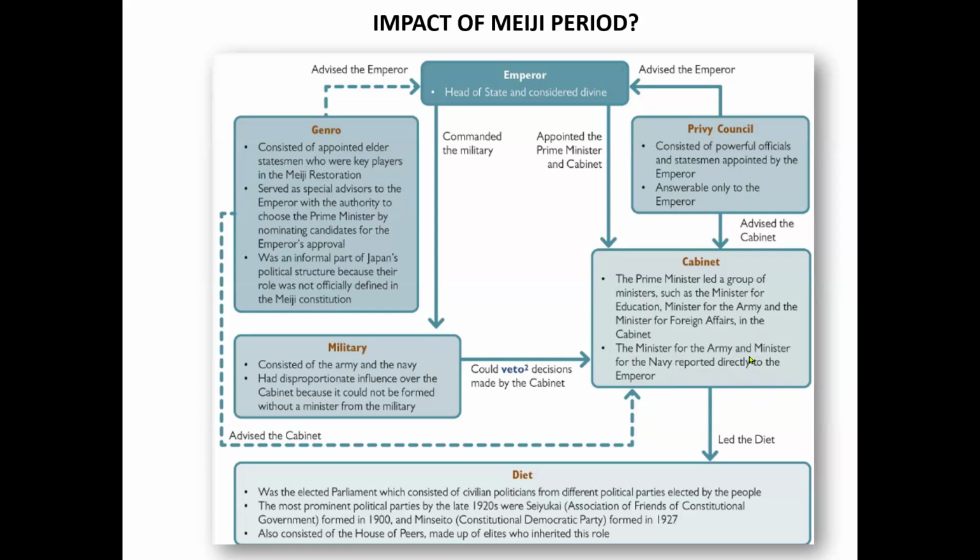Now, the cabinet is run by the prime minister and all these other ministers, who led the Diet, which was civilian politicians, and there were many, many different ones. Sometimes this could be a coalition because there are many different political parties, right? And it also is made up of the House of Peers, usually the elites. So it is a bit complicated because the emperor controls certain groups of people, and the military is powerful, the Privy Council is powerful, and the cabinet seems to be sandwiched between the emperor and all these important figures, and they are the ones who will lead the other civilian politicians.